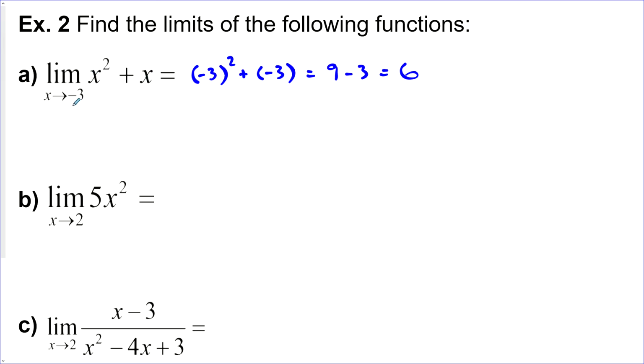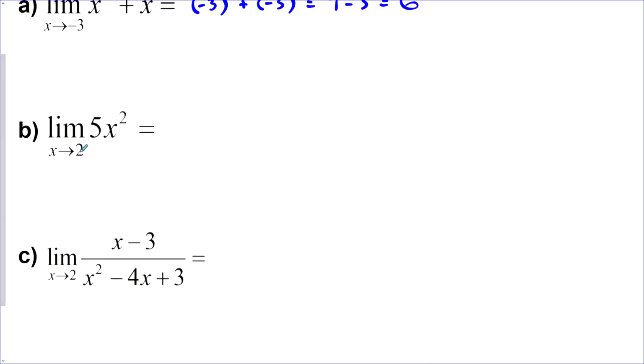Now you notice that once I let x go to this limiting value, I don't need to write lim anymore. I've used it up, so to say. Next one, let's see if this one will work as well. I'll let x go to 2 here, and nothing bad happens, and this is just 20.